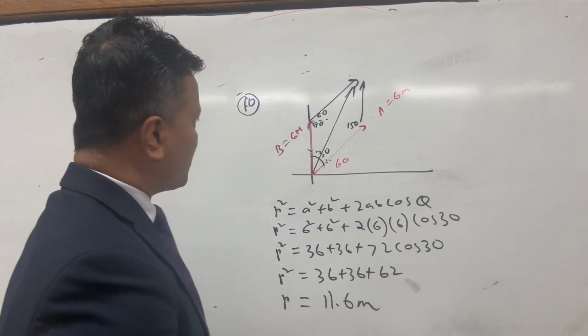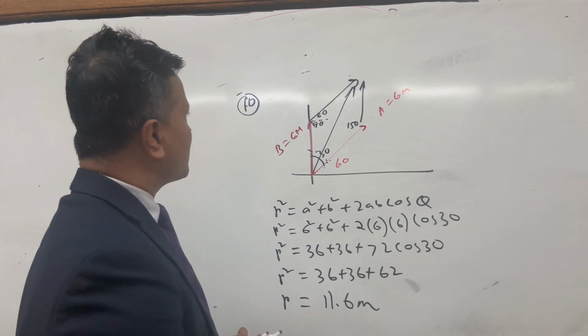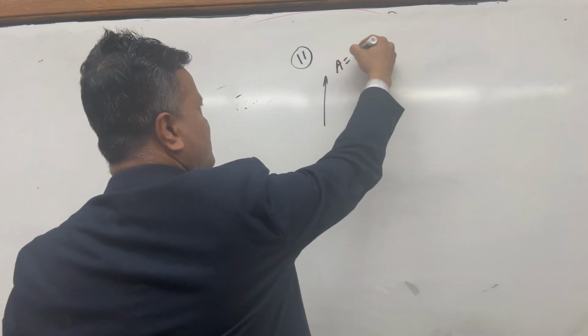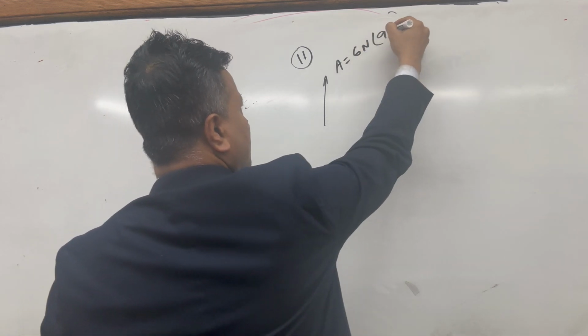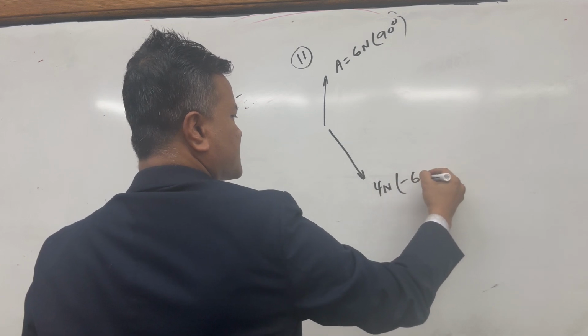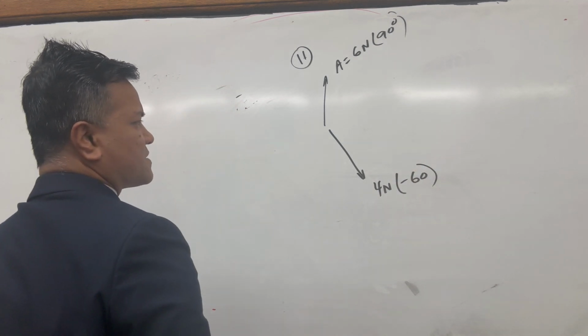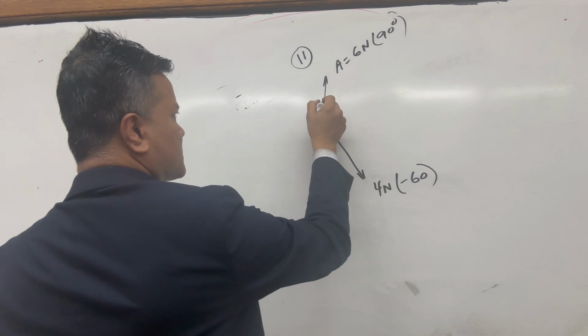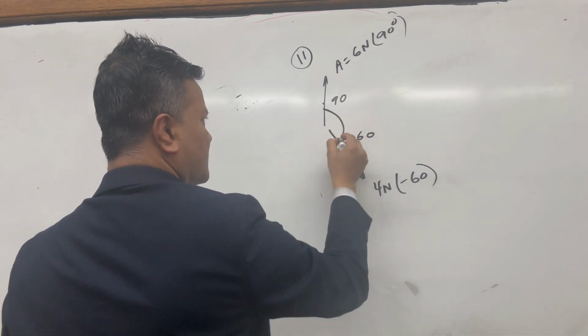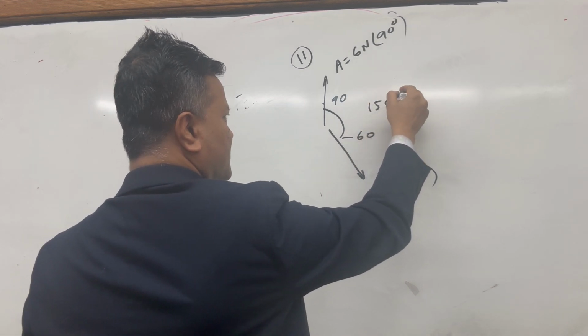There you go, this is problem 10. Now let's do problem 11. Vector A is 6 Newton, 90 degree. Vector B is 4 Newton, negative 60 degree, with respect to the x-axis. So this one is 90 degree, and this one is negative 60 degree. So what is the angle between these two? 150 degree.